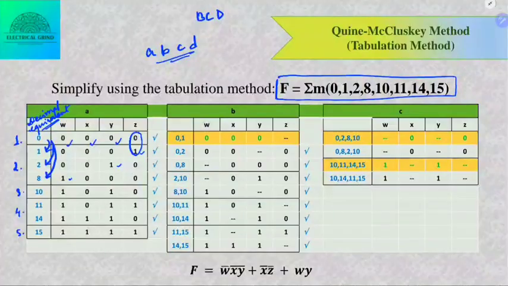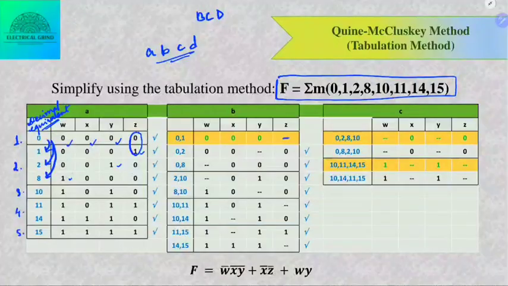So they differ only by 1 bit in the z variable. For 0, the z value is 0, and for decimal value 1, the z value is 1. Since there is a difference in 1 bit, we will represent it with a dash. Similarly, we will do it for 0 and 2 and 0 and 8.